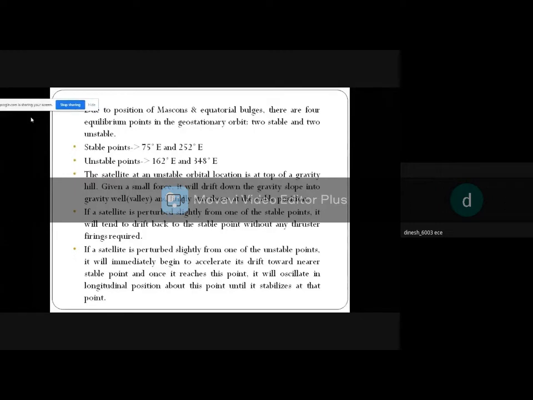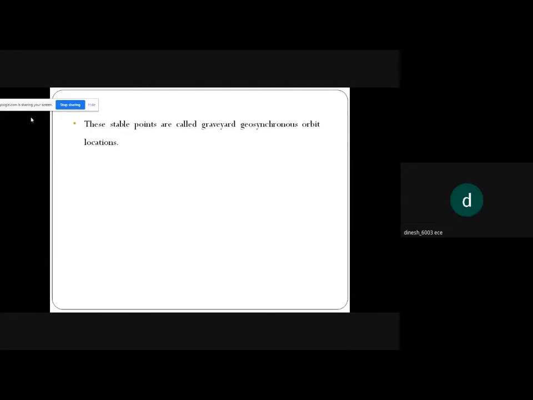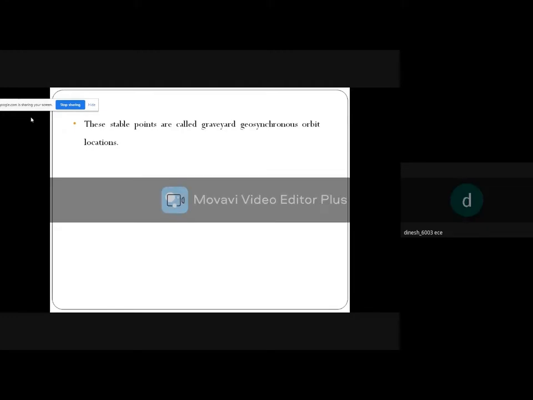Okay, so these stable points are called graveyard geosynchronous orbit locations. These are the stable points where we obtain the movement of the satellite from unstable to stable points due to satellites' perturbations in orbits.